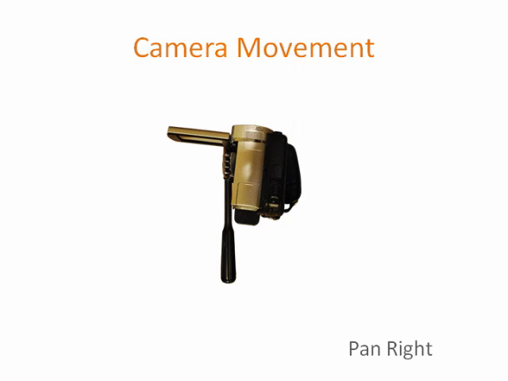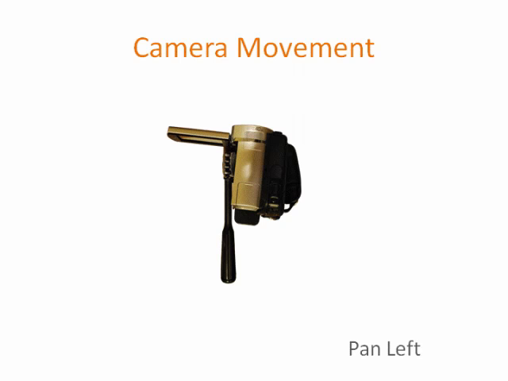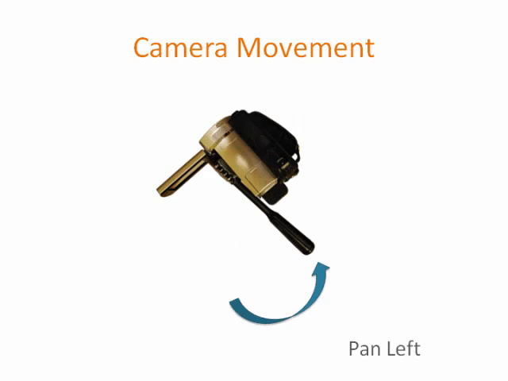Now we're going to talk about camera movement. In order to pan your camera to the right, this is like you're looking at the top of a camera setting. To pan your camera to the right, you're going to move the tripod handle to the left, and that will pan your camera to the right. So understandably, if you wanted to pan to the left, you're going to twist the tripod handle to the right, and that would pan your camera to the left.